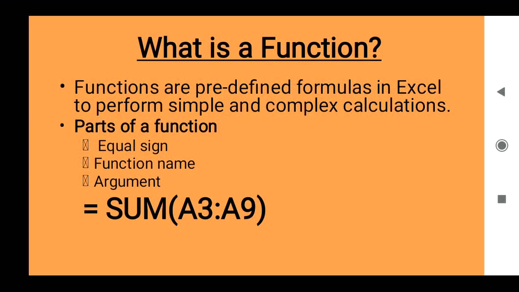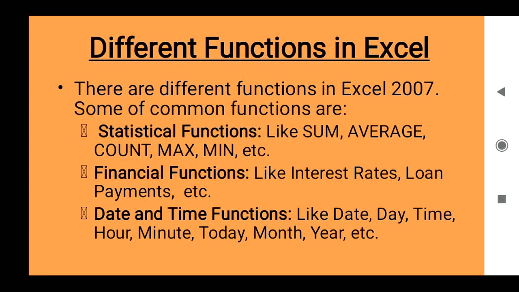Functions are predefined formulas in Excel to perform simple and complex calculations. Parts of a function: there are three main parts of a function: equal sign, function name, argument. So this is the example: =SUM(A3:A9), where the equal sign is the first part, SUM is the function name, and A3:A9 is the argument. Students, I hope that you have learned about function with example.